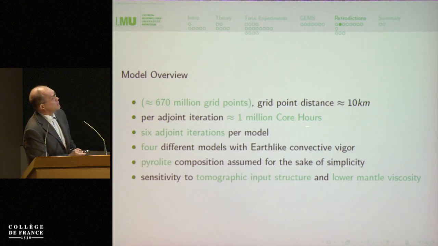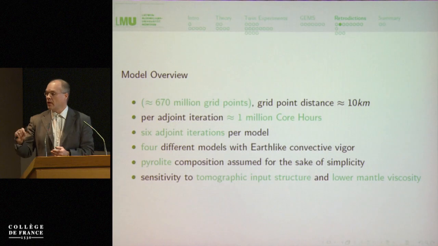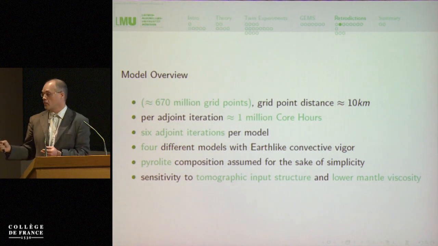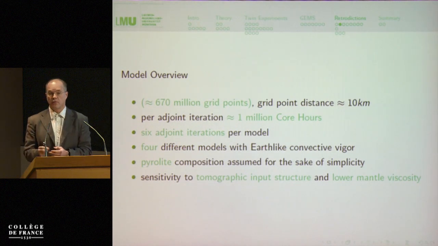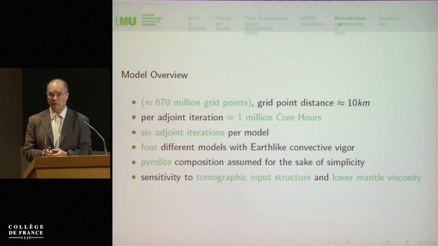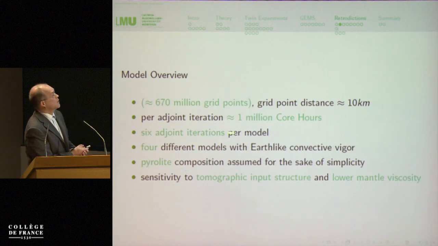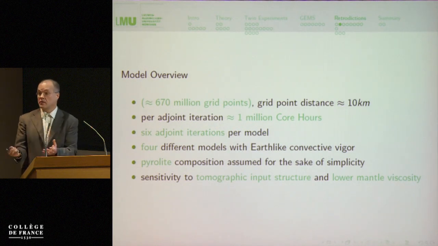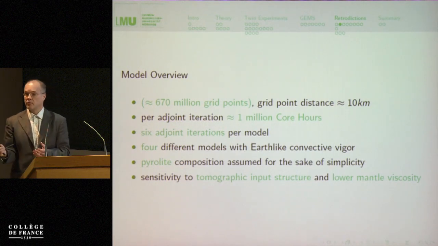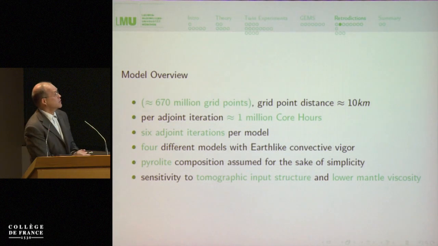So even one iteration is 1 million core hours. We run these models on 2,000 processors for 3 weeks solid. So now you understand why I have to be grateful to the Leibniz Rechenzentrum. 6 adjoint iterations is what I will show you. And of course, the point is not to say, there is the model and this is how it looks in the Eocene. The point is to say, if we take different models, this is how they will look different.